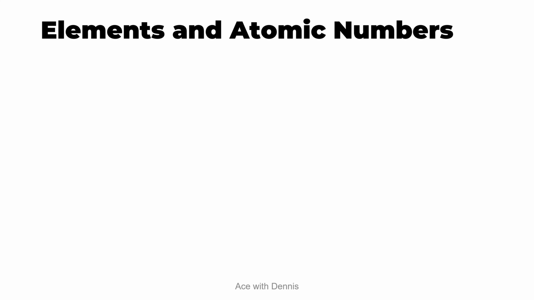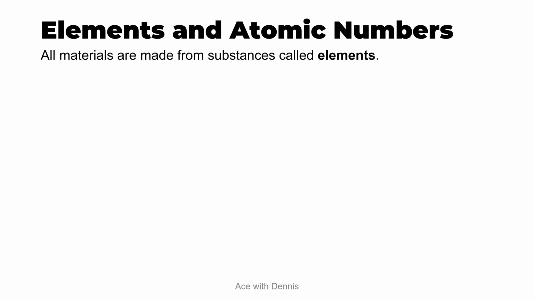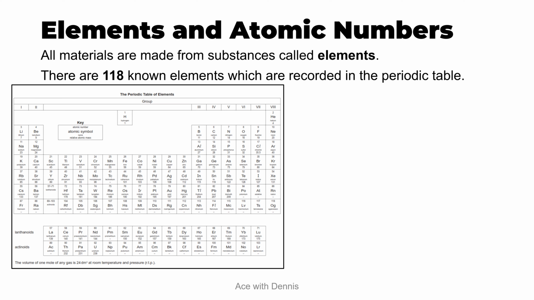Next, let's discuss elements and atomic numbers. All materials are made from substances called elements. There are 118 known elements which are recorded in a periodic table. So here is how a periodic table looks like. And there is some important information we can get from this table. So let's look at the key here.